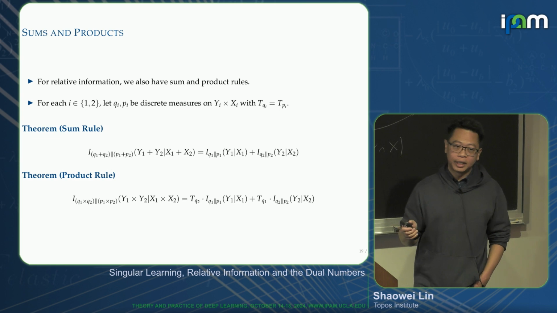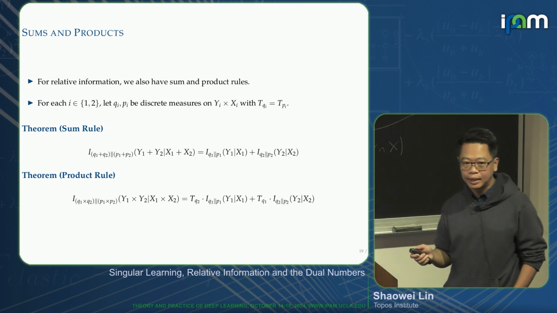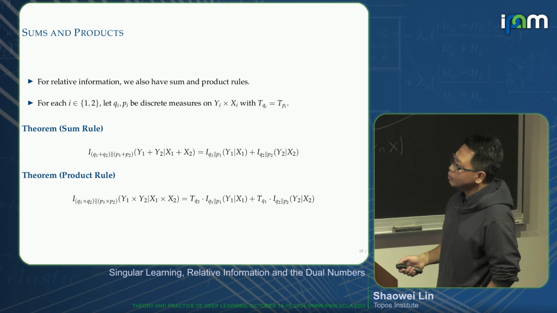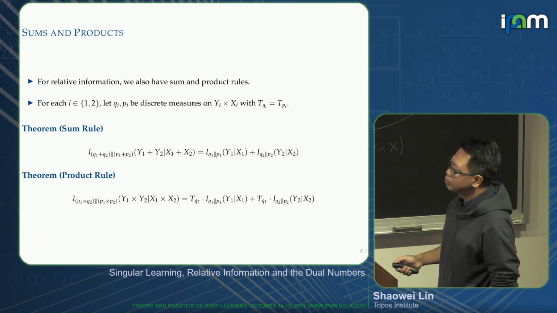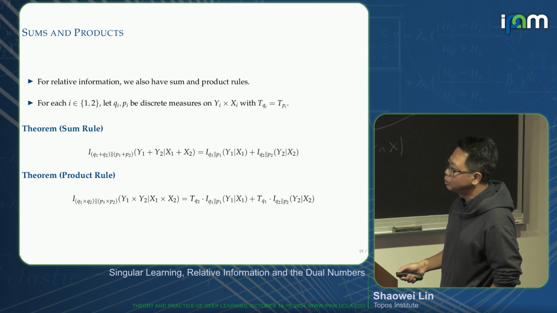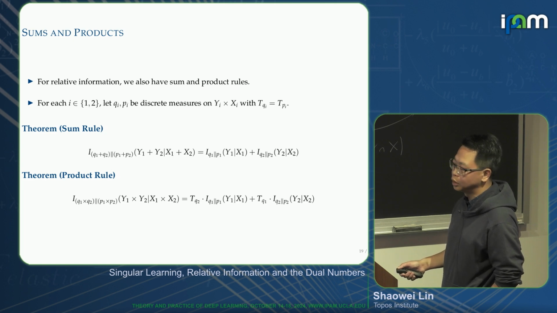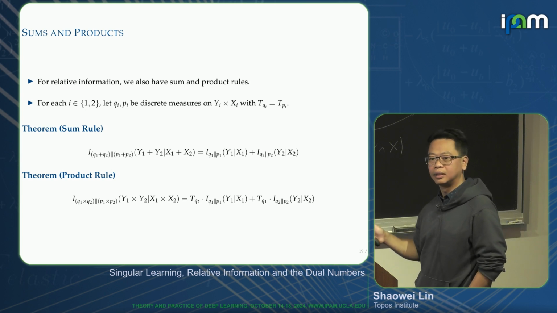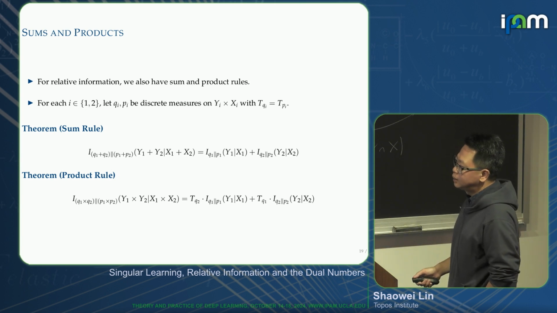So that was for total measure, and it turns out for relative information, you have the same structure. If you have sums and products, then the relative information from P1 plus P2 to Q1 plus Q2 is going to be the relative information from P1 to Q1 plus the relative information from P2 to Q2. So relative information respects disjoint union. And then same thing with products.